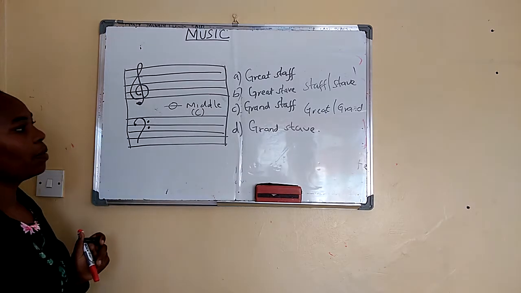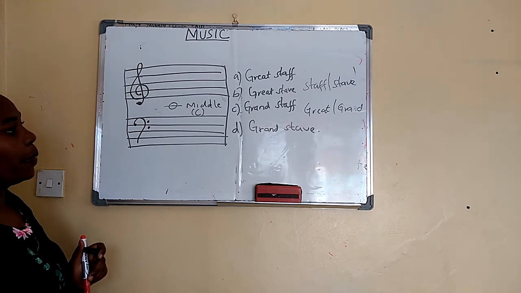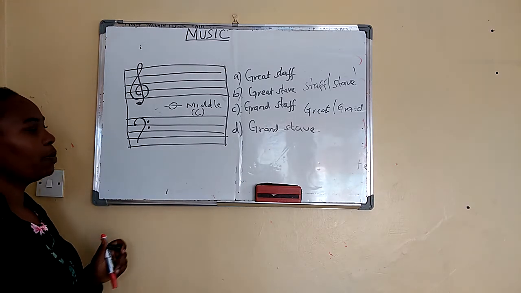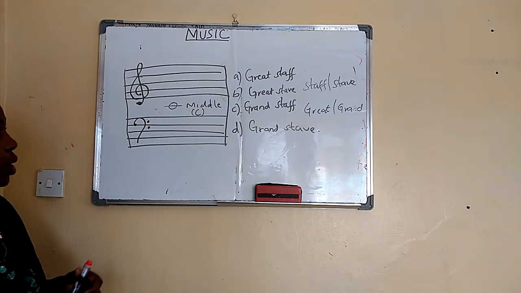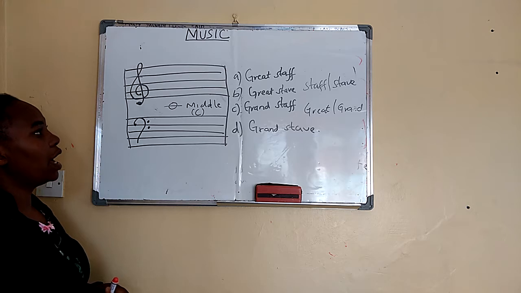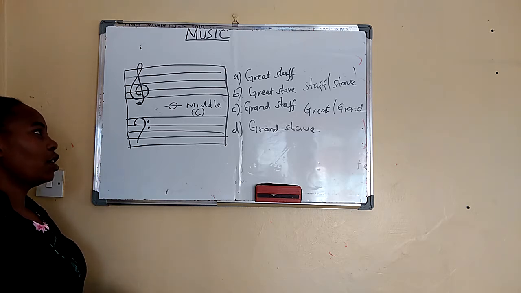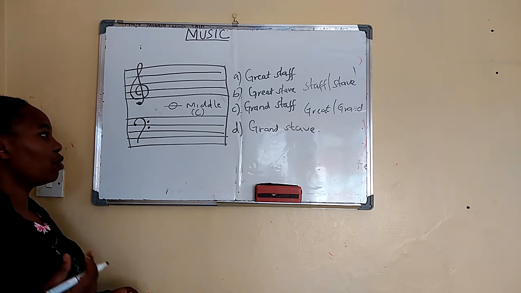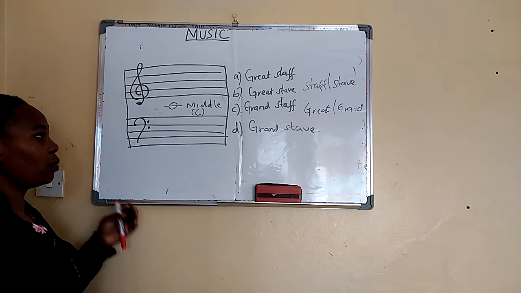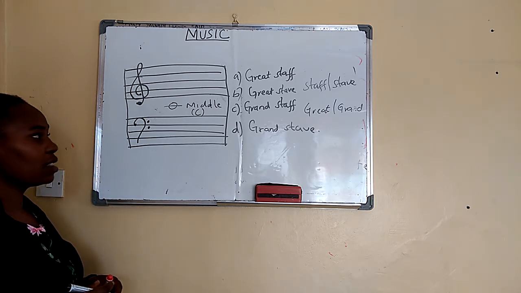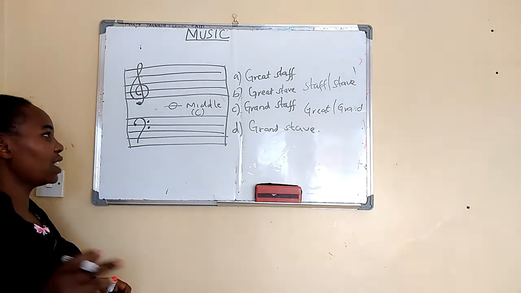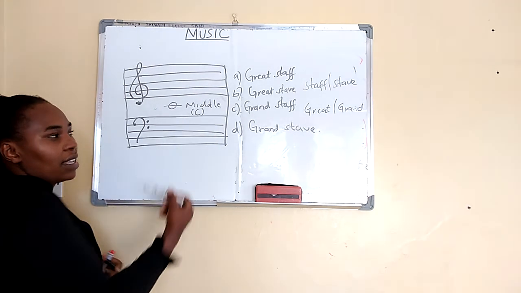Now, up to here, we have looked at the types of clefs. We have looked at G clef, we have looked at F clef, and we have looked at the staff. We have seen G staff and F staff, and then when you combine the two, you have your great staff. Now, boys and girls, one thing I don't want you to forget is the middle C.